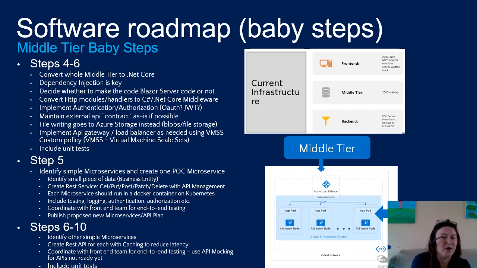And you're going to go through gradually making more and more microservices work in this way, with REST APIs to them, and coordinating with the front end team for end-to-end testing and so on, and including unit tests. By the way, once you've done your proof of concept microservice, you can use that as a kind of template for all your other microservices. As much as possible, do DRY development, so don't repeat yourself. Anything you can reuse from the proof of concept microservice, reuse that in creating your other microservices.